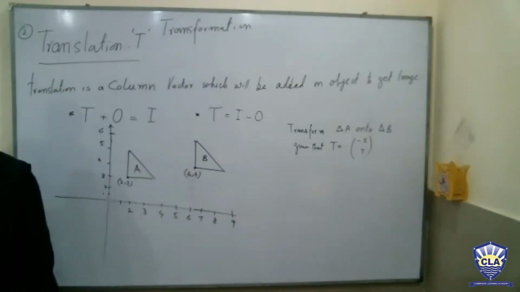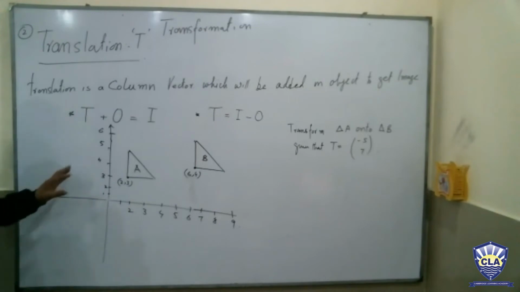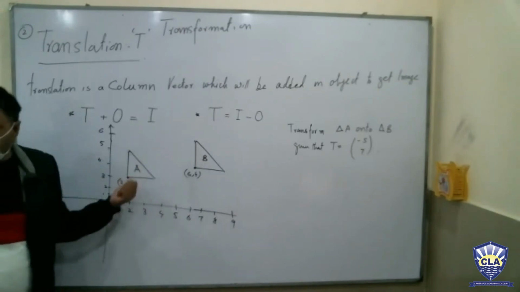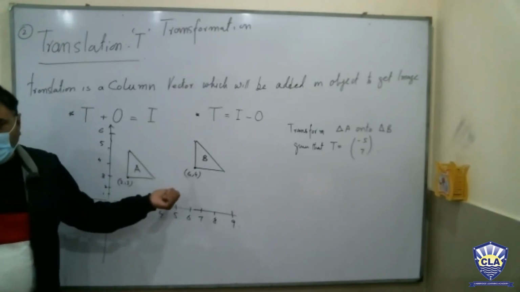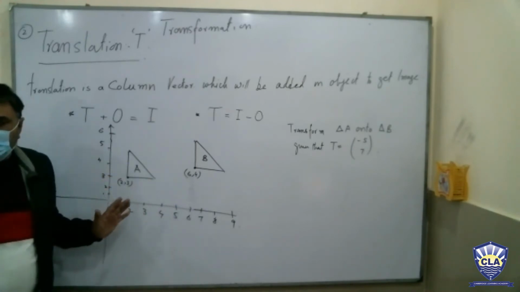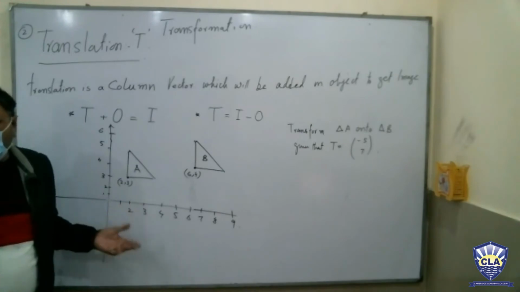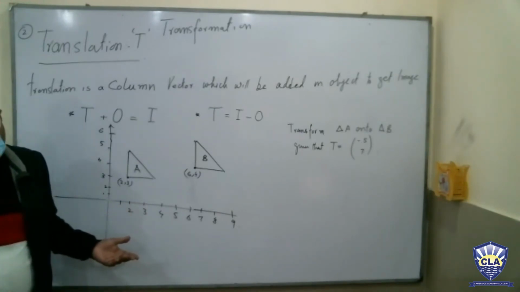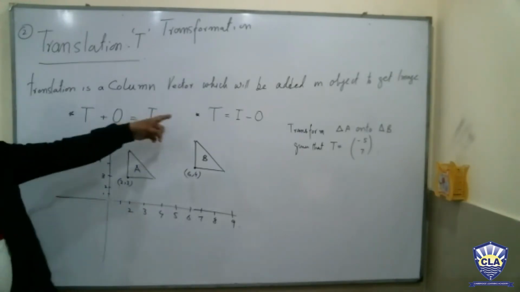So we can find the translation. Look at the two triangles. Are they rotated? No. Are they reflected? No. Is it an enlargement? No. So it is a translation. How can we find the translation?